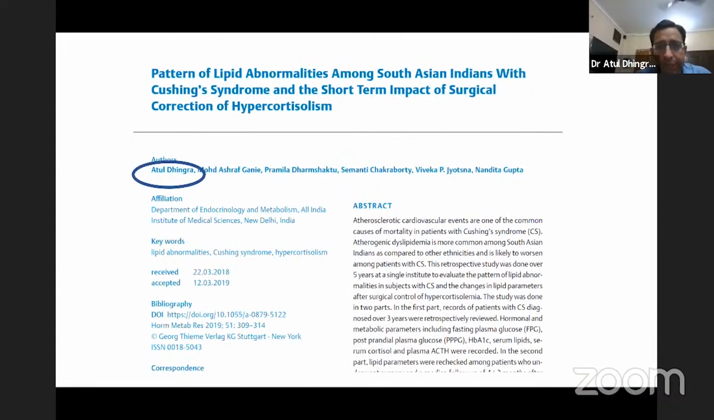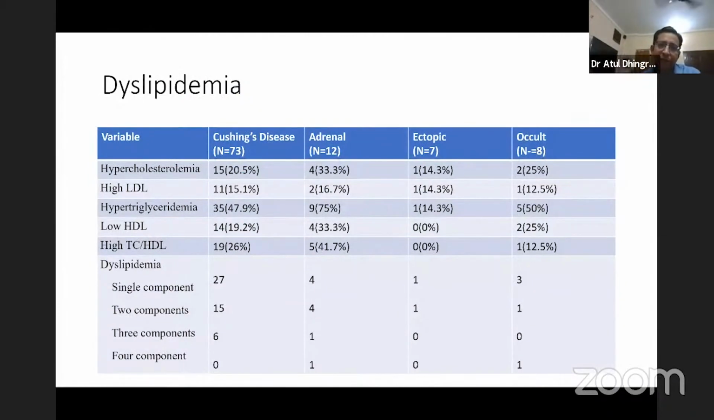So this was one of our publications when I was in All India Institute. This was my thesis also, and we looked into the pattern of lipid abnormalities among patients with Cushing syndrome, and we also looked into the short-term impact of surgical correction of hypercortisolemia in these patients. We studied approximately 100 patients with Cushing's. Around 73 had Cushing's disease, and 12 of them had adrenal, 7 of them had ectopic, and in 8 of these patients, we were not able to find any reasons for their Cushing's. These were on follow-up. What we saw was around 65% of our patients with Cushing's had some sort of dyslipidemia.